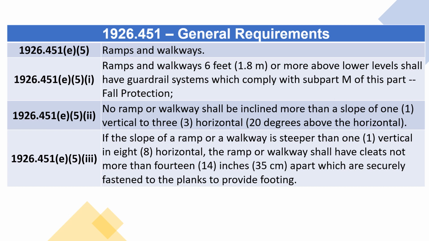1926.451(e)(5) Ramps and walkways. 1926.451(e)(5)(i) through (iii). Ramps and walkways 6 feet (1.8 meters) or more above lower levels shall have guardrail systems which comply with Subpart M of this part, Fall Protection. No ramp or walkway shall be inclined more than a slope of 1 vertical to 3 horizontal (20 degrees above the horizontal). If the slope of a ramp or a walkway is steeper than 1 vertical to 8 horizontal, the ramp or walkway shall have cleats not more than 14 inches (35 centimeters) apart which are securely fastened to the planks to provide footing.